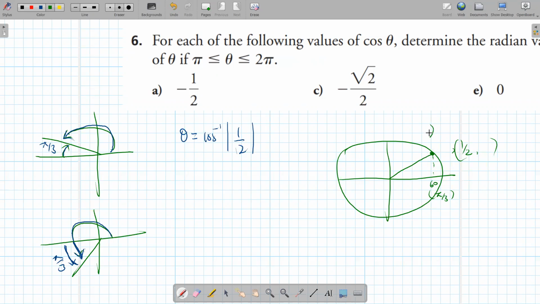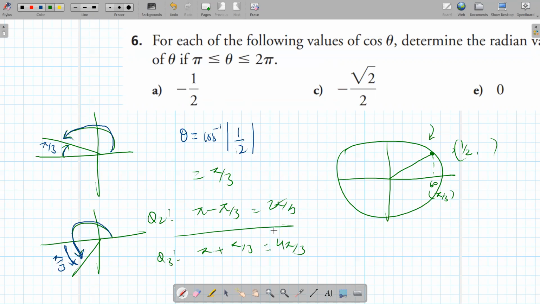What is the x value in quadrant 1, 1 over 2? At 60 degrees. Okay, so then I know the related acute angle is pi over 3, exactly. And then in quadrant 2, the angle becomes pi minus pi over 3. This is for quadrant 2, and in quadrant 3 it becomes pi plus pi over 3. So that's how we got 2 pi over 3 and 4 pi over 3.